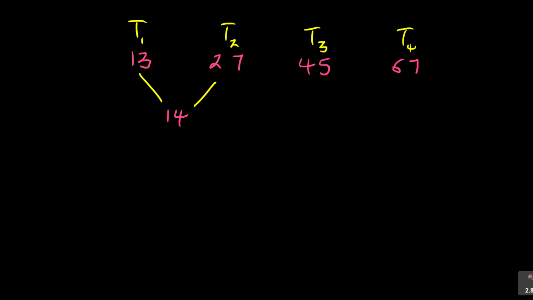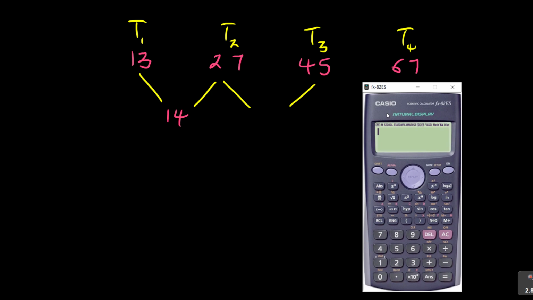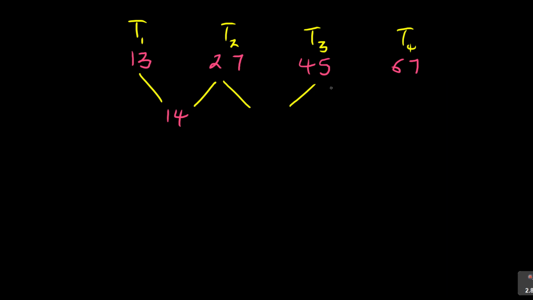Again, I do the same thing, which is T3 minus what? Minus T2. So I'm saying here 45 minus 27. So if I subtract 45 minus 27, I'm going to get 18. I can move on to subtract even 67 minus 45. I'm getting 22.